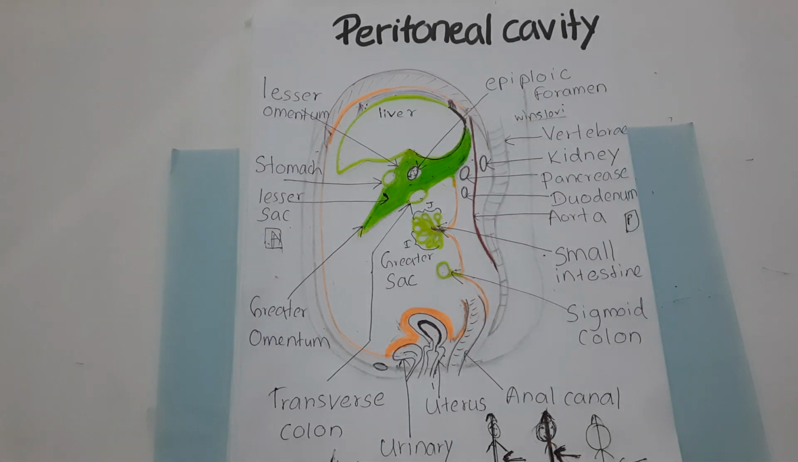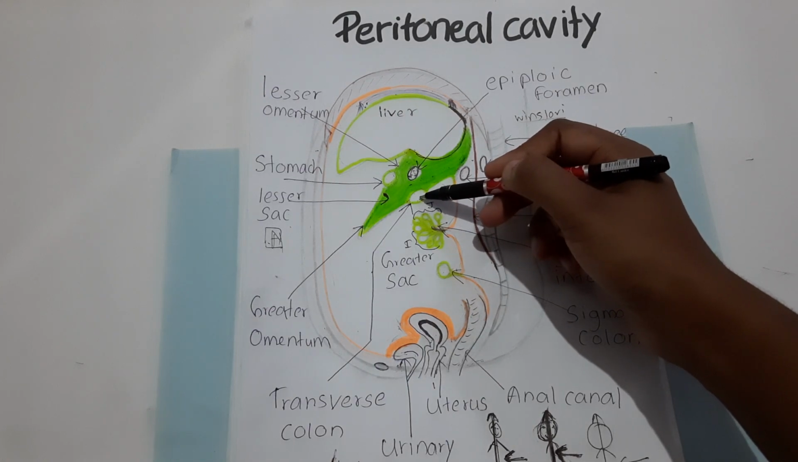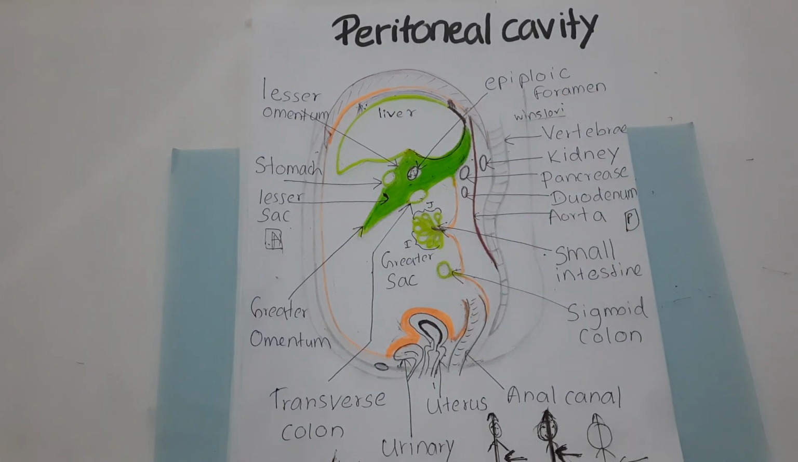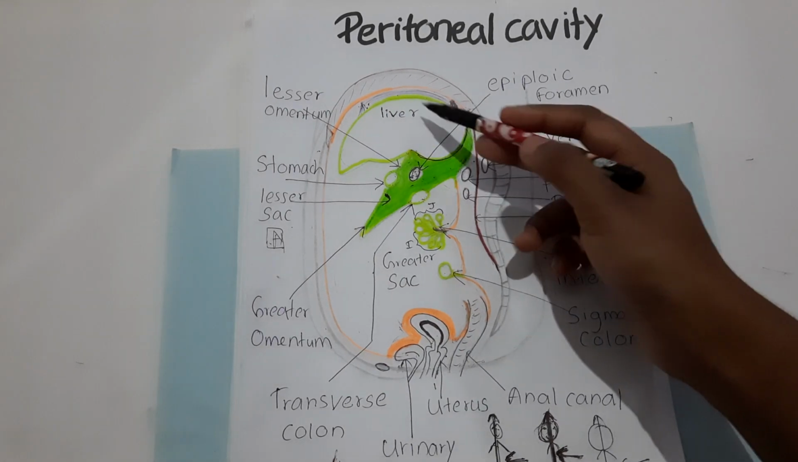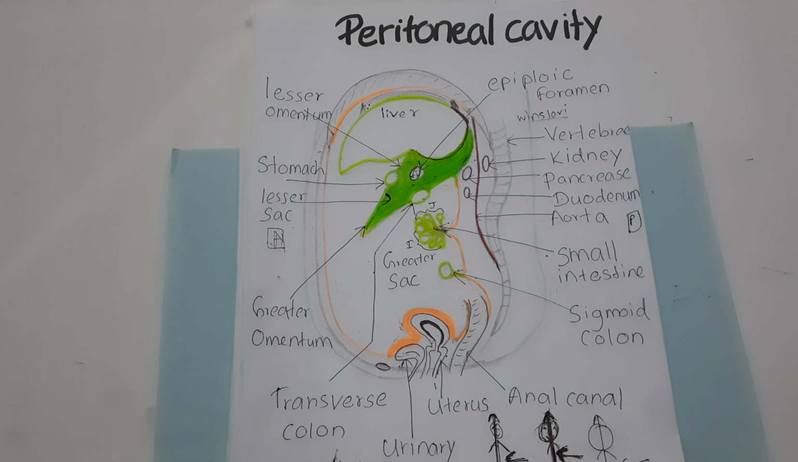So according to the linings, we are dividing these organs into three categories as intraperitoneal, mesoperitoneal and extraperitoneal. Intraperitoneal organs means those organs are covered by the peritoneum fully. Stomach and transverse colon we can take as examples. And mesoperitoneal means those organs are covered by the peritoneum only on three walls. As examples, liver and the uterus are mesoperitoneal organs.